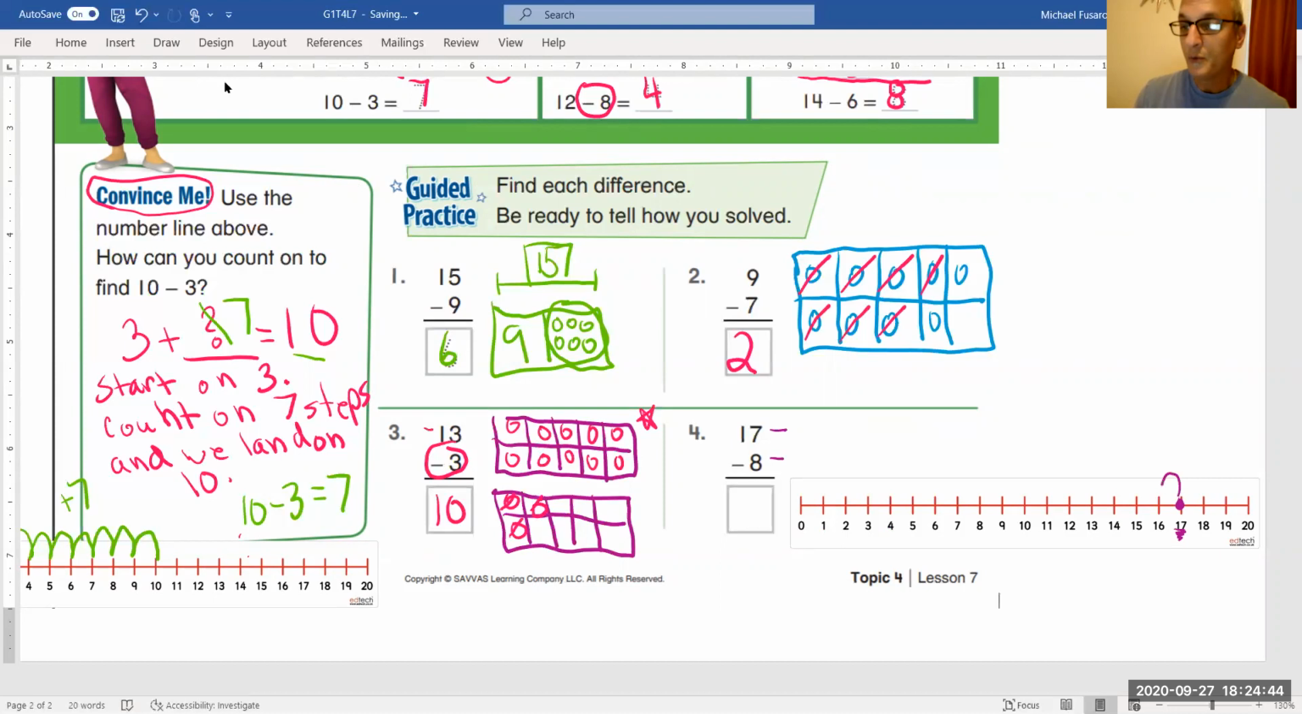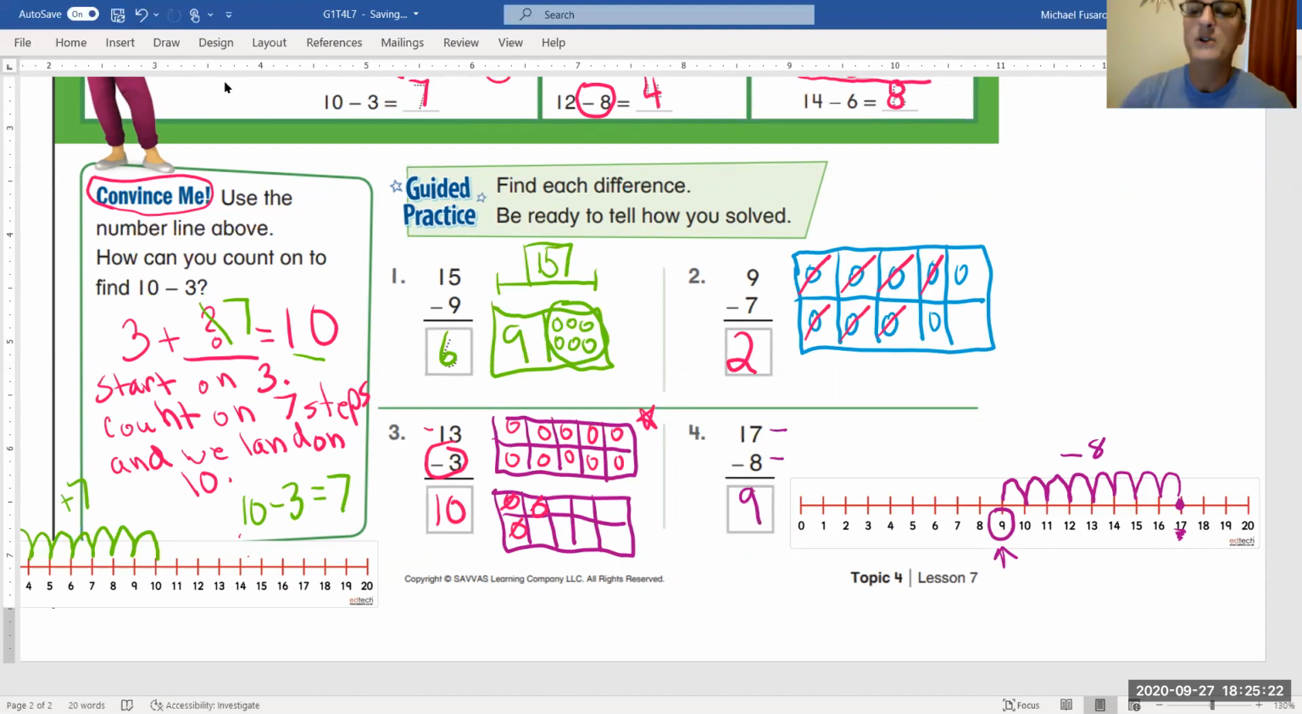So here we go. 1, 2, 3, 4, 5, 6, 7, 8. And we have to stop. Now, oh my gosh, Mr. Fuzz, I lost count. How many jumps did I take? Well, you can go back and count them. 1, 2, 3, 4, 5, 6, 7, and 8. So we took away 8 on the top of the mountains. And where did we land? What's our answer? Our difference is that guy right there. You're right, it's a 9.